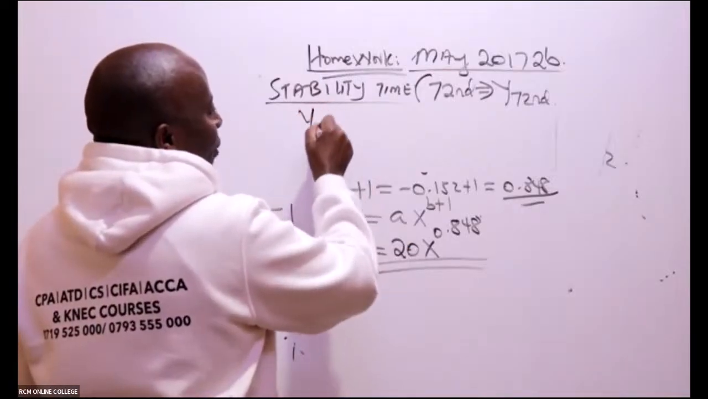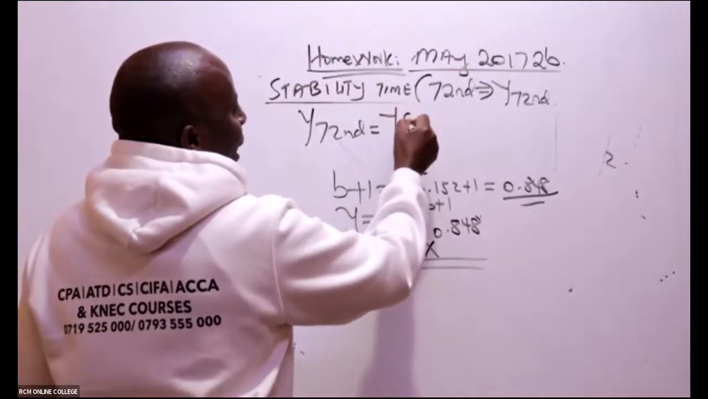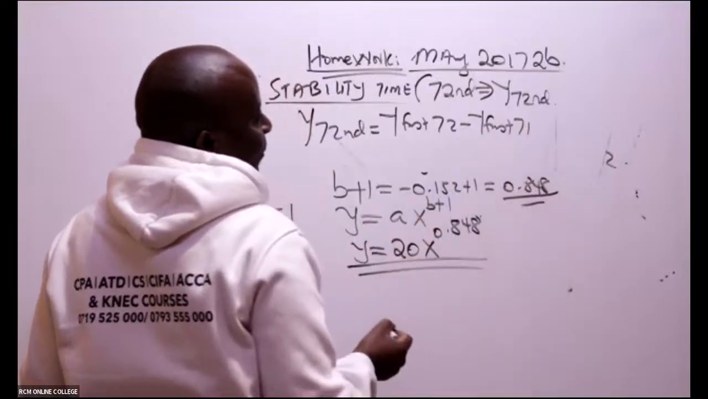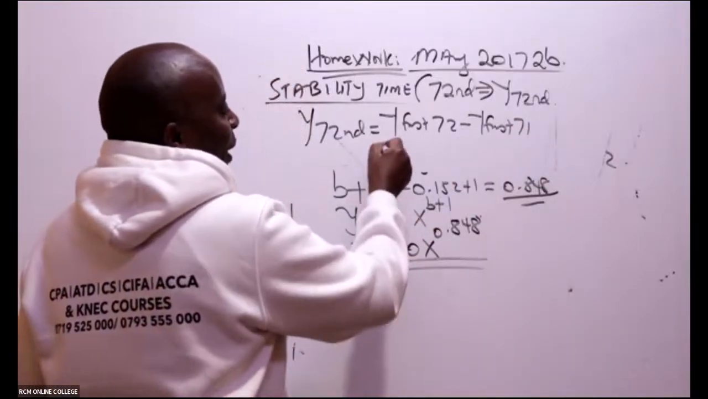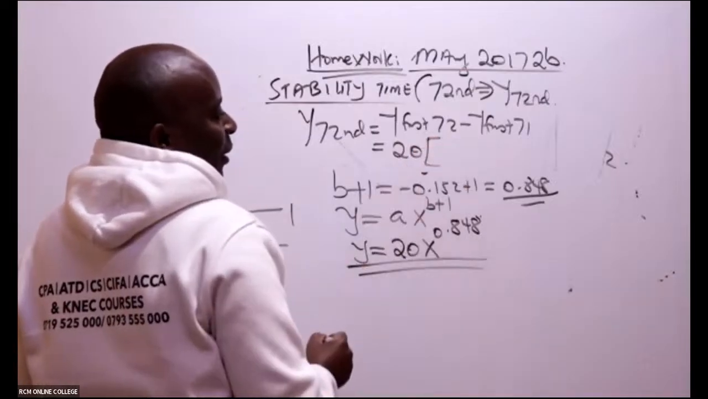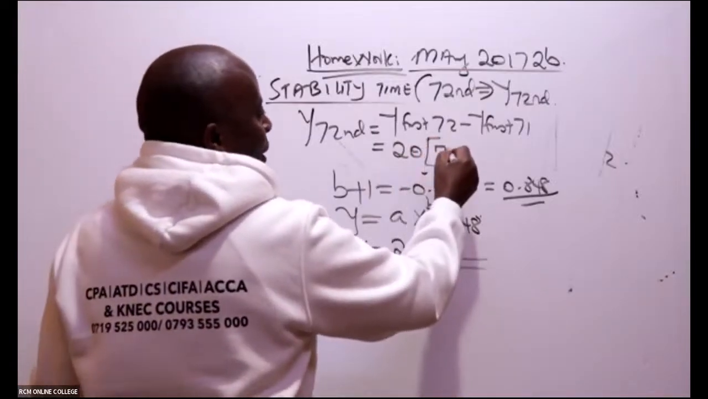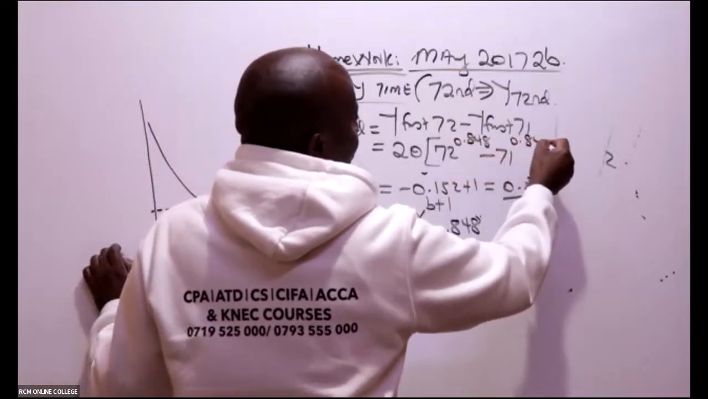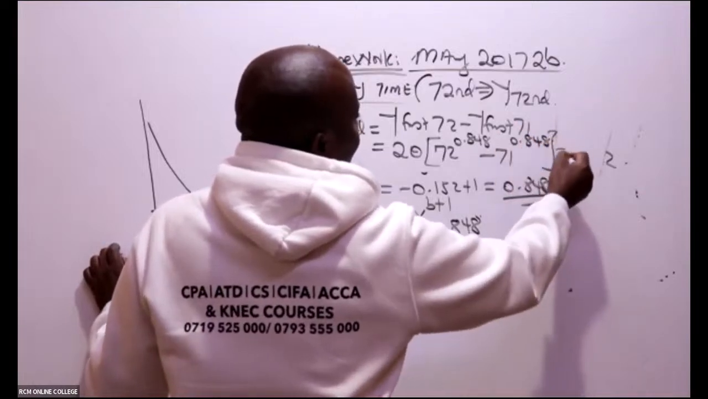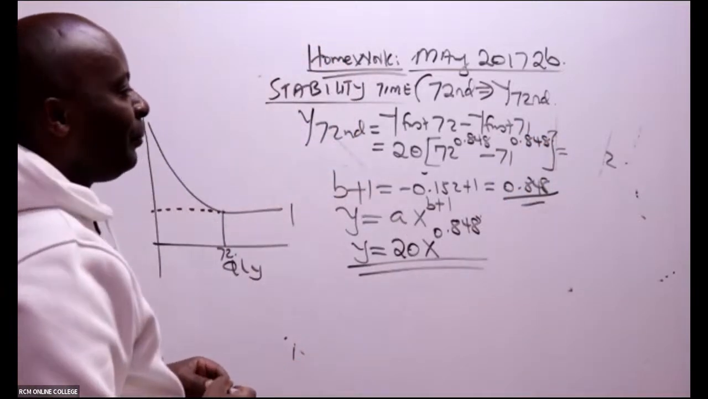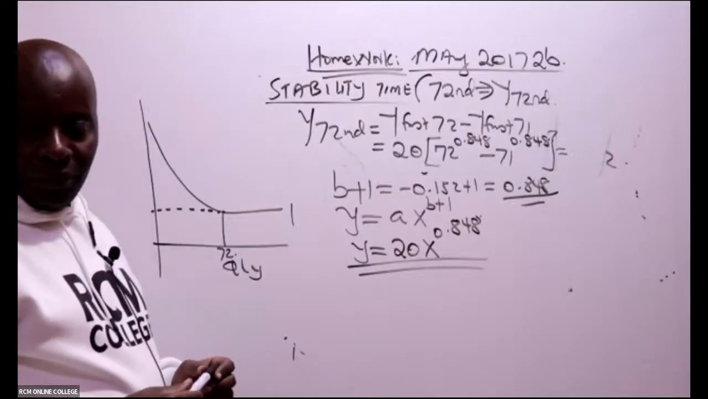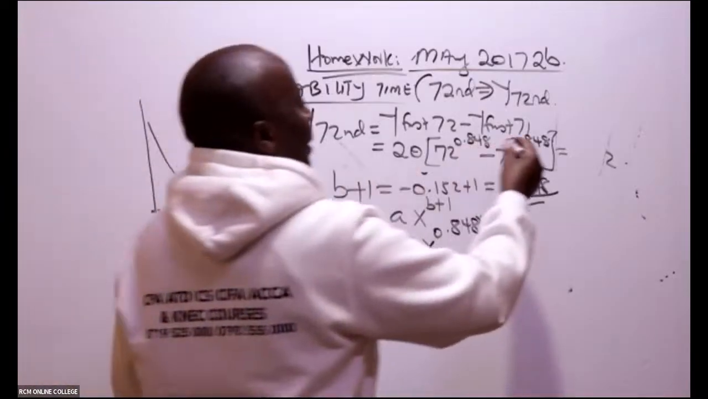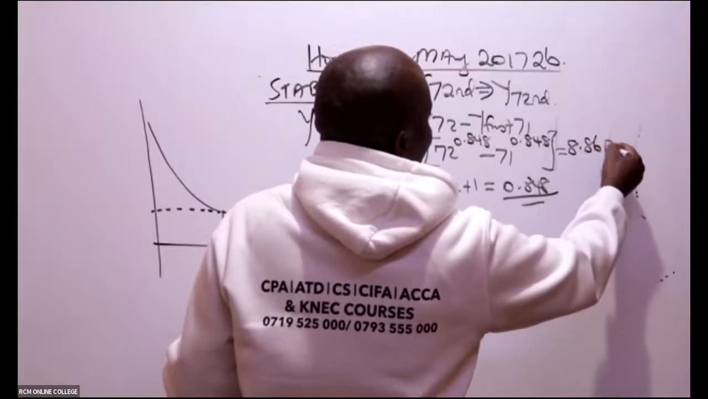So then this Y 72nd will be Y first 72 minus Y first 71. So kuja hapa weka 20. So 72 raised to 0.848 minus 71 raised to 0.848. So is there somebody who could be having this? $8.86, right? 8.86 per unit, because it's only one unit.